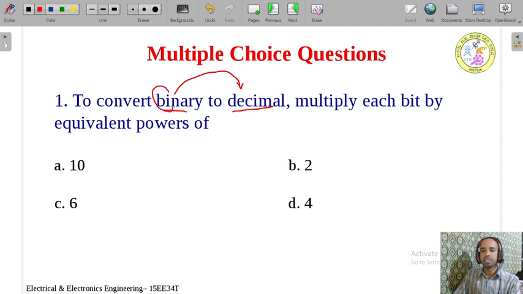So here binary is there, so have to multiply this with the corresponding powers of what? Corresponding powers of 2. Therefore the correct answer is option B. So we need to multiply with the equivalent powers of 2.